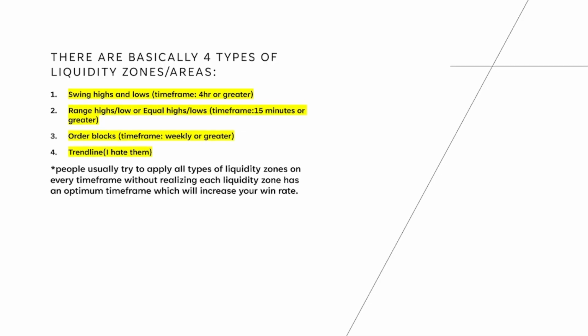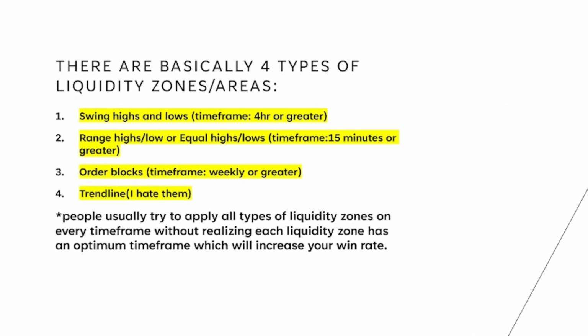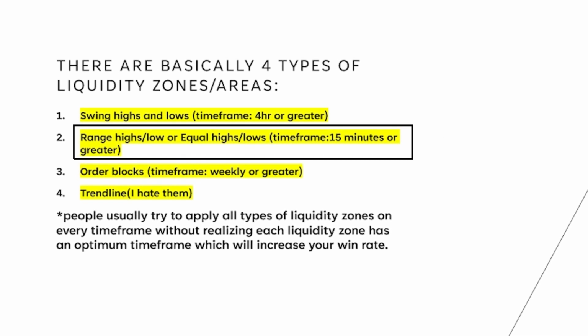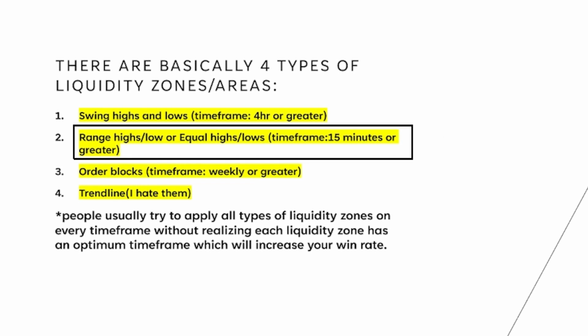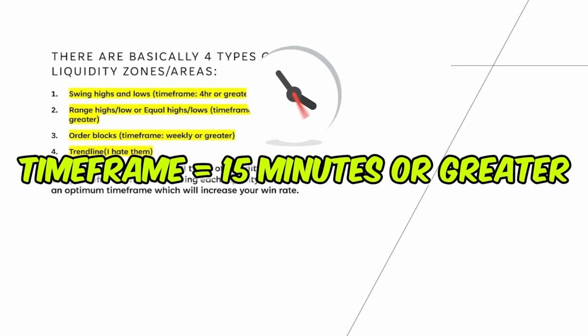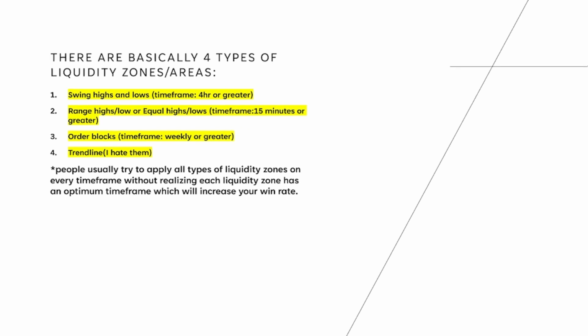So now let's move on to the second type of liquidity zones, that is range highs or range lows, or as more people like to call it, equal highs or equal lows. The optimum time frame for these types of trades is anywhere greater than 15 minutes. So let's look at an example.